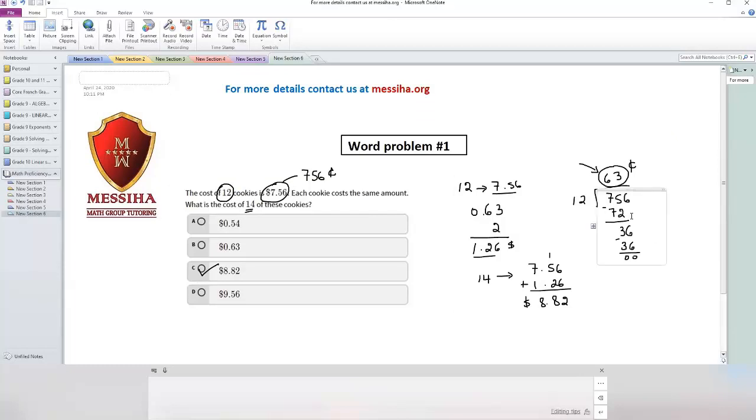So this is a practice of how we can use division to find the price of one cookie, and after that I multiply this price by 2 to get the total of $1.26. I add the price of the 2 cookies to the 12, and I will get the price of 14 cookies.